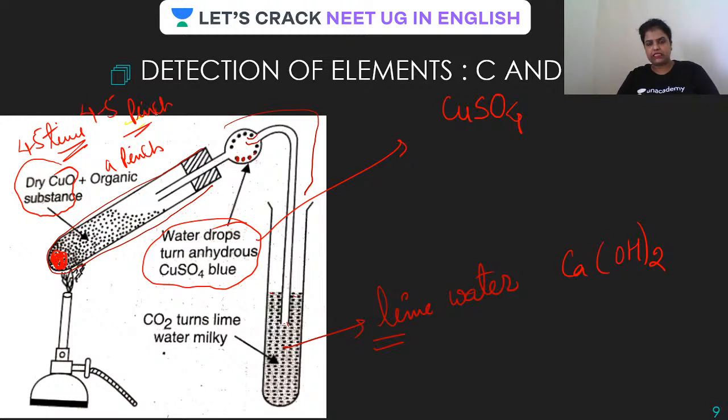Done. We do this to ensure that the entire carbon is oxidized to CO2 and the entire hydrogen to H2O. Because we don't know, different compounds have different percentages of carbon and hydrogen. Some might have more carbon, some might have less. So in order to ensure conversion of every single carbon atom into CO2 and every single hydrogen into H2O, we add extra copper oxide here. I hope it is clear.